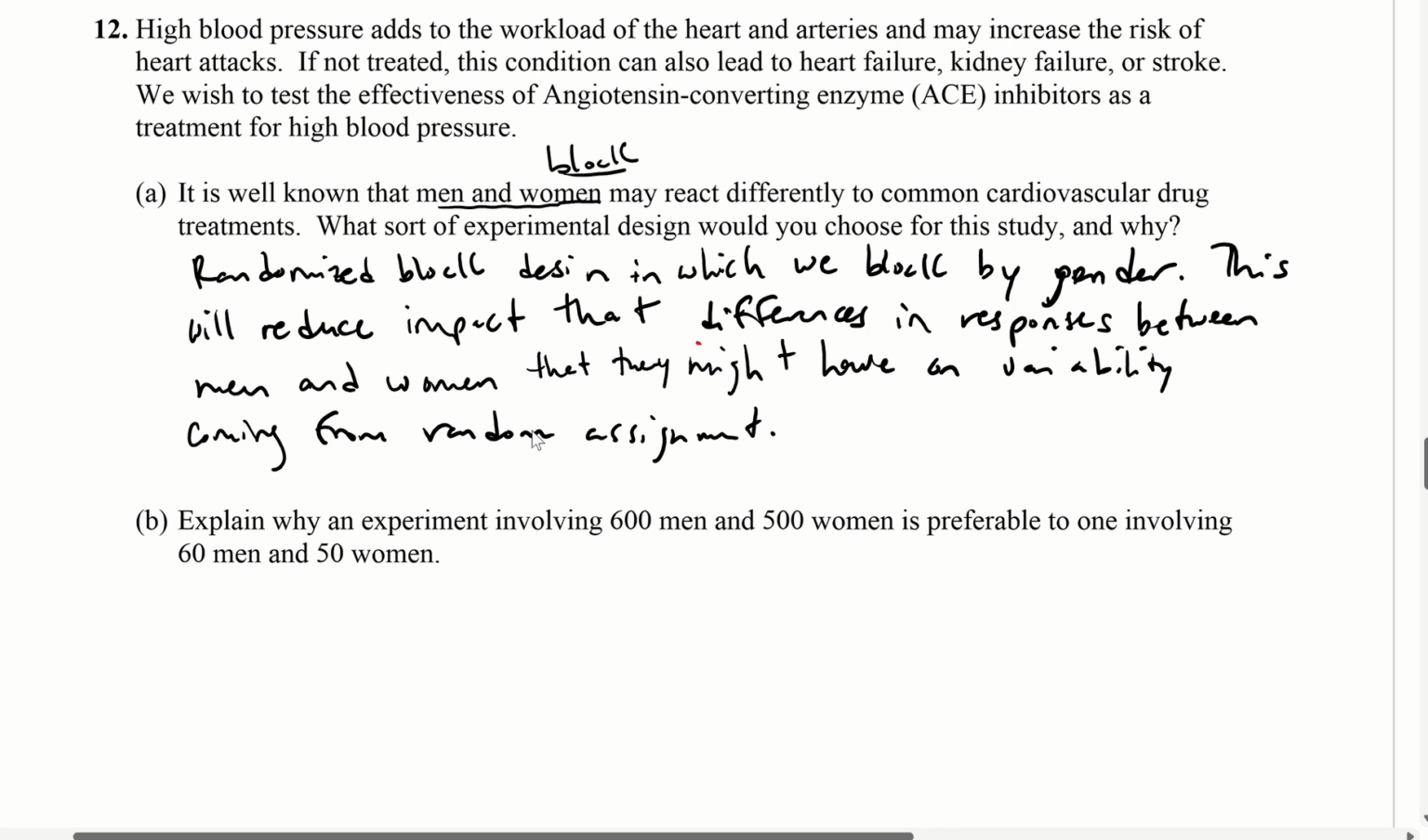So in other words, if we randomly assign them, we're going to have variability in the results, right? Because of the fact that there's men and women and they react differently. And so what we want to do is reduce the impact that the differences in the responses between men and women would have on the variability, right? So that's essentially what we're doing.